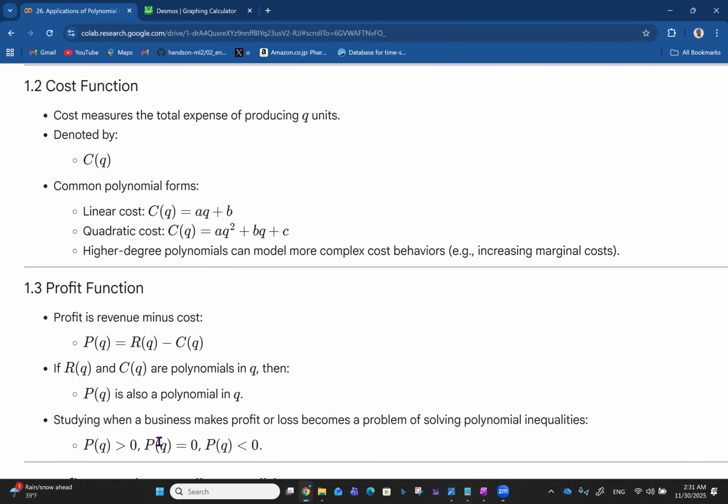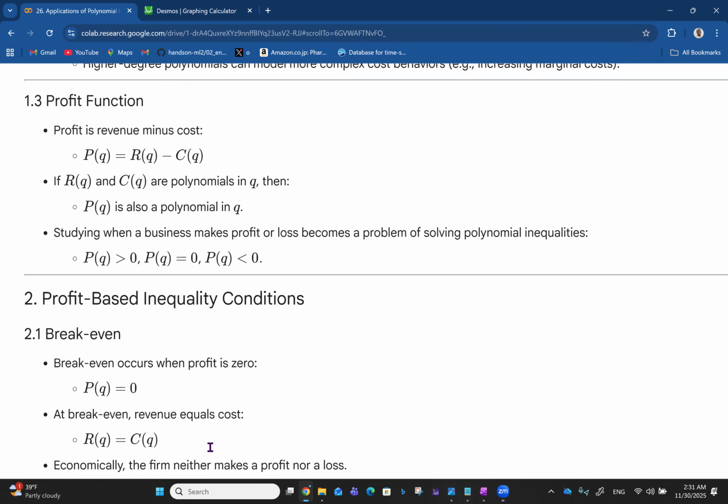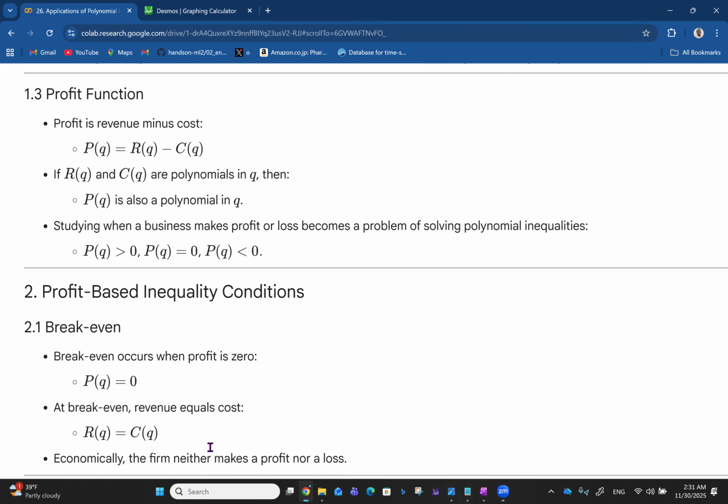Then for break-even analysis, we have P of Q equal to 0. P of Q greater than 0, that's profit, good profit. P of Q equal to 0 means there's no profit at all, maybe you just break even. Then P of Q less than zero means a kind of loss there. So profit, break-even point, and loss like that. When profit is greater than zero, that's actual profit. P of Q equals zero is the break-even point, and P of Q less than zero means actually doing business at a loss. Then we can have profit-based inequality conditions.